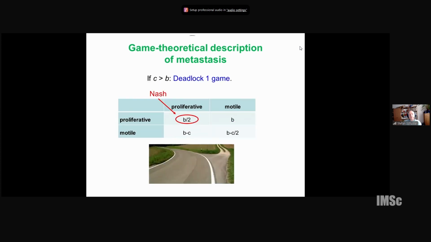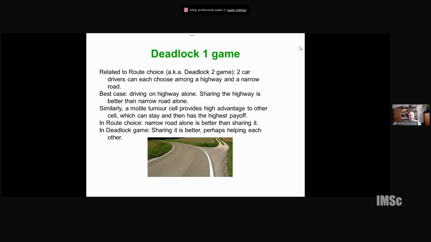So in the low benefit case, if B is less than C, then we have the so-called Deadlock One game, which is much less known. And this can be explained by two streets. Actually, there is a similar game called Route Choice, which is the Deadlock Two game. In both, we can use the cover story, so to speak, that there are two car drivers, and each can choose between a highway and a narrow road. The best case is driving on the highway alone, and the other one is on the narrow road, but the other one will not surrender, so to speak.